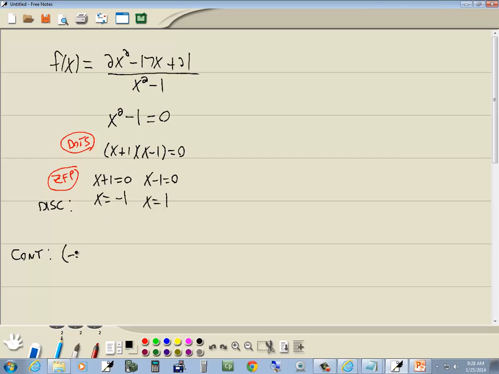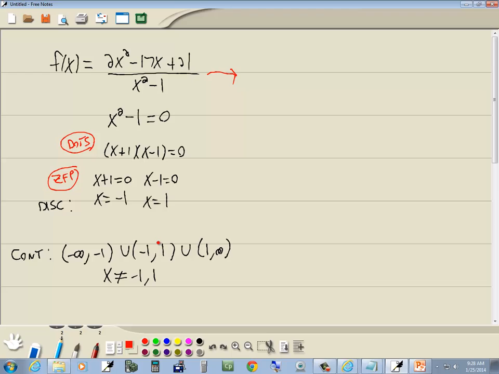We start with negative infinity, comma, we go to our smallest number, which is negative 1. Union, go from our smallest number, negative 1, to our largest number, which is 1. Union, and then we go from our largest number to positive infinity. Or you could write x cannot equal negative 1 and 1. Okay, now let's take a look at removable versus non-removable.